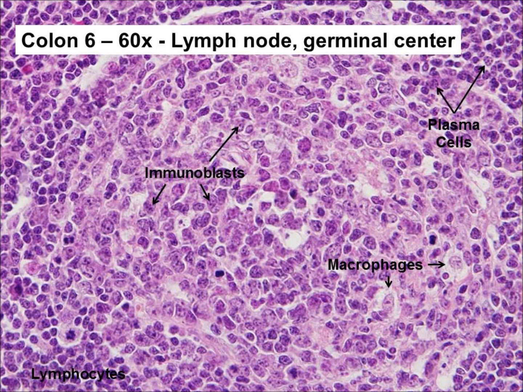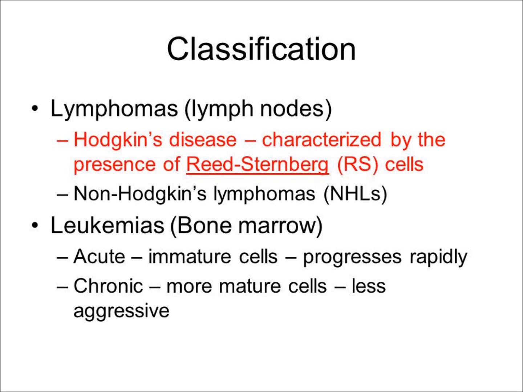In addition, there are other cells, such as macrophages, which are large cells with a light-staining cytoplasm, and plasma cells, which I will describe later. As indicated in this chart, lymphomas can be classified into two major types: Hodgkin's disease, of which we have two examples, and non-Hodgkin's lymphomas, or NHLs for short, of which we have one example.